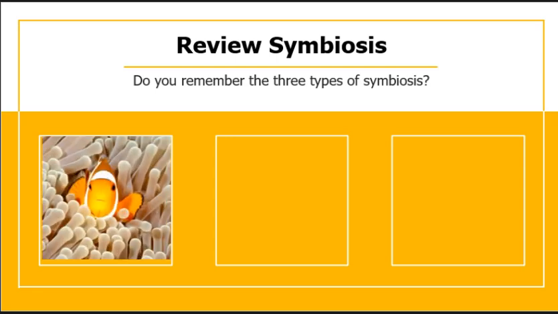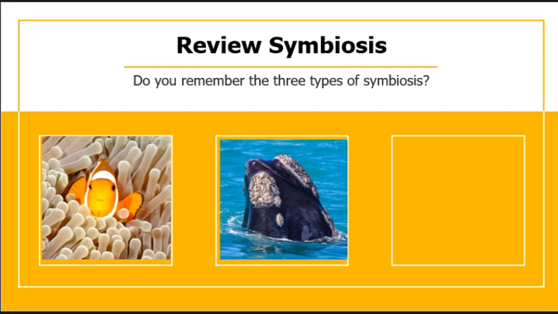All right, here we have clownfish and a sea anemone. What kind of symbiosis is that? Mutualism. Then we have the barnacle on the whale. Barnacle doesn't hurt the whale. What's that one called? You're going to write down mutualism in that first box. The second one's called commensalism.